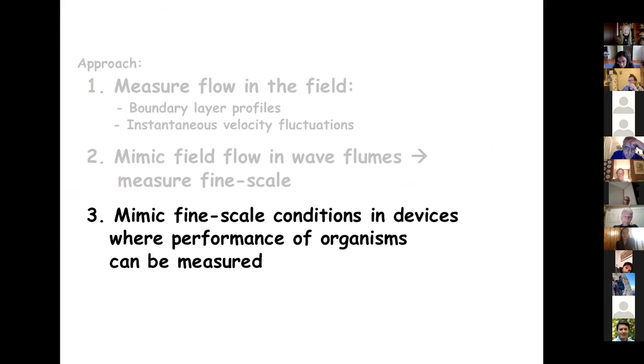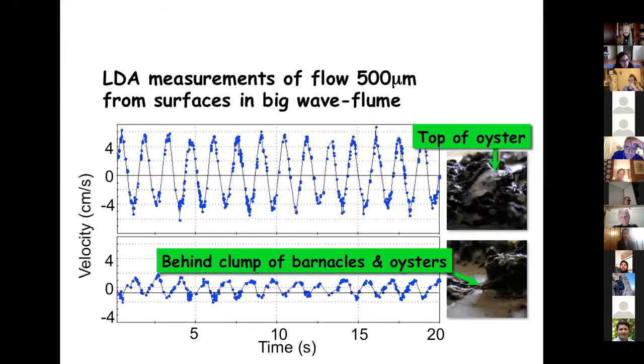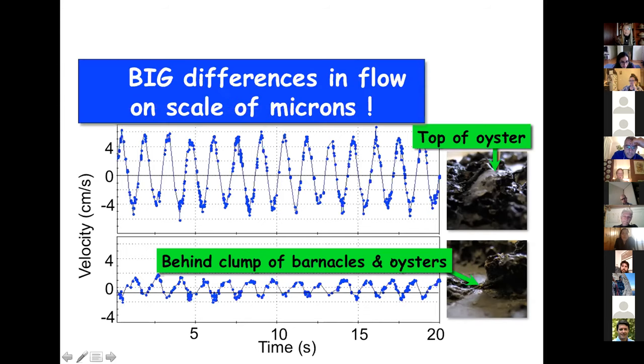So, let me show you another example of mimicking fine scale conditions in devices where we can measure the performance of organisms. So let's think about the hydrodynamic forces that can sweep a settling larva off a surface. And we can use our laser Doppler anemometer measurements of flow 500 microns from surfaces in the big flume to figure out what the flow would be like at different positions within these fouling communities. So here's an example for the top of an oyster and then down behind the oyster. And what you see is there's very big differences in flow on a scale of microns, depending where one of these little guys lands in the fouling community.